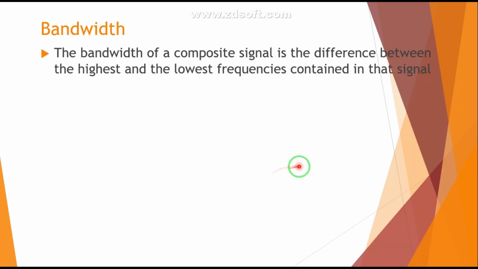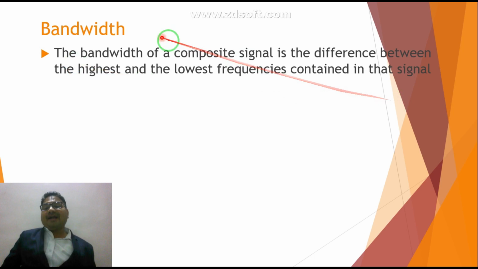Now talking about the bandwidth. The range of frequency that a medium can pass is called bandwidth. And because no medium can pass or block all frequencies, the bandwidth normally refers to the range of frequency that a medium can pass without losing half of the power contained in that signal. And remember, the bandwidth of a composite signal is the difference between the highest and the lowest frequency contained in that signal.